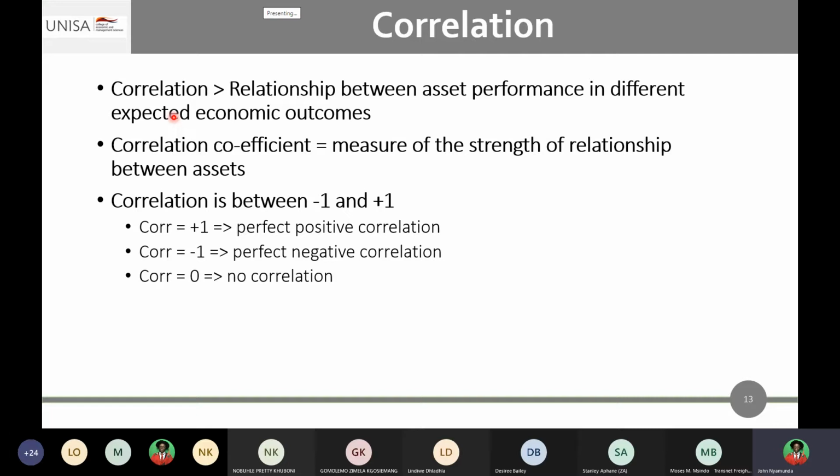If it's a perfect relationship, if one goes up by one and the other goes up by one, we call it perfect positive correlation. Perfect positive correlation is equal to 1. If it's a negative correlation, which means if one asset goes up by 1%, the other goes exactly down by 1%, we call it negative correlation. Since it's so perfect, we call it perfect negative correlation, and that is equal to -1.